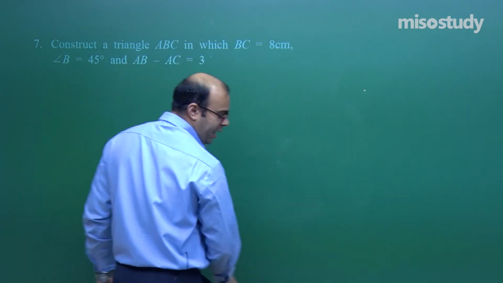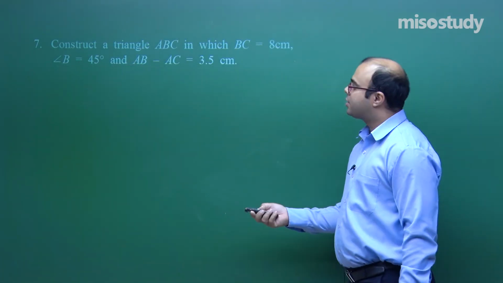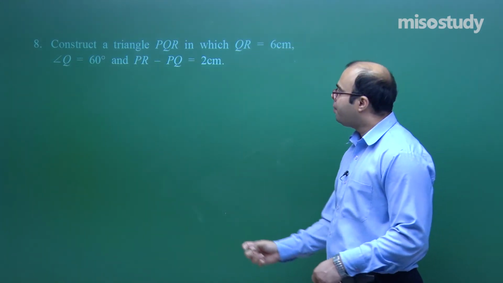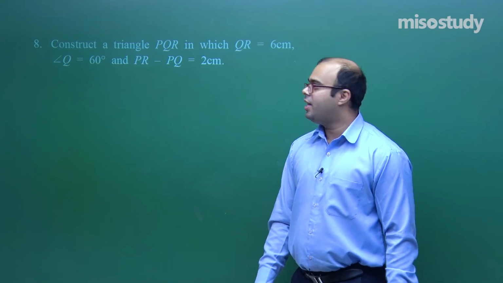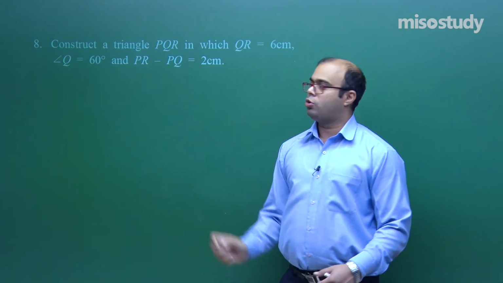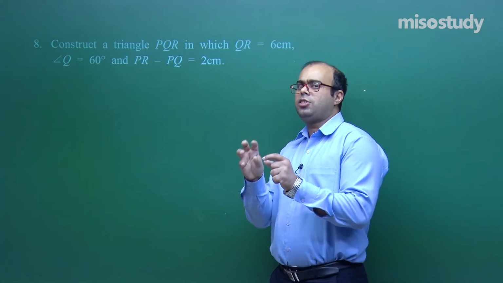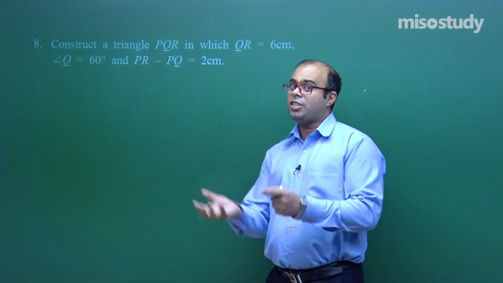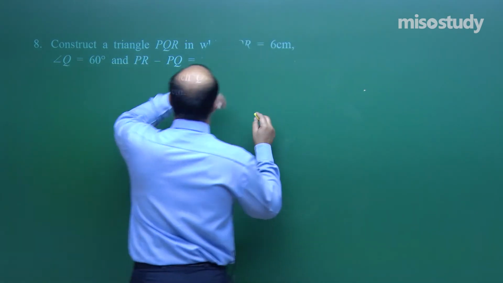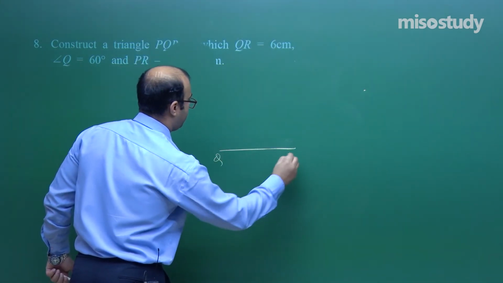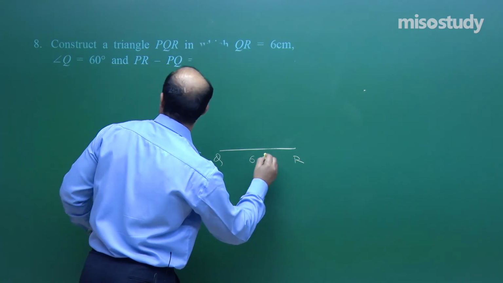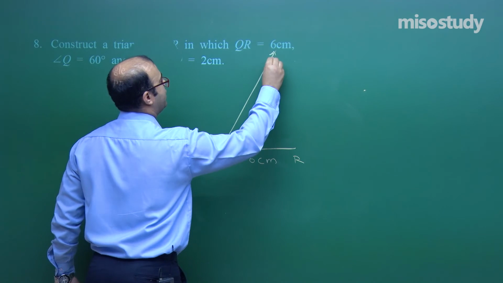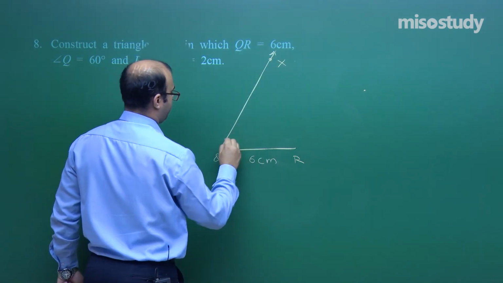Let us take the next question. That is question number 8. That is also of 4 marks. Construct a triangle PQR in which QR is equal to 6 centimeter, angle Q is equal to 60 degree, PR minus PQ is equal to 2 centimeter. Now it seems that this question is similar to previous, but it is not actually the same. Actually this is case 2. Here QR is equal to 6 centimeter, this length is 6 centimeter, and angle Q is equal to 60 degree. So you take a ray 60 degree like this, QX.